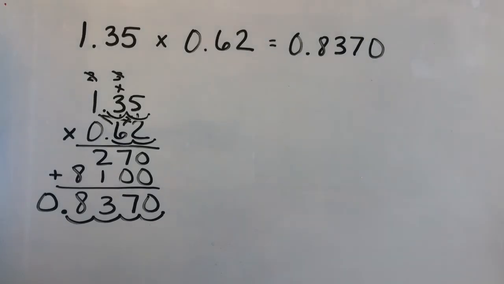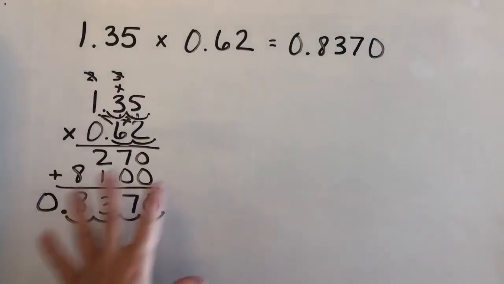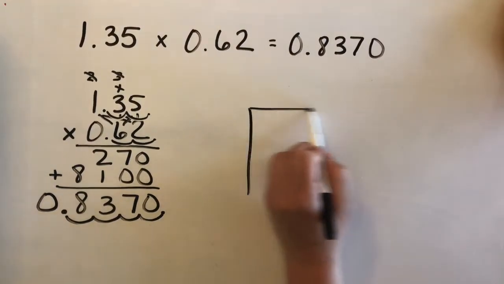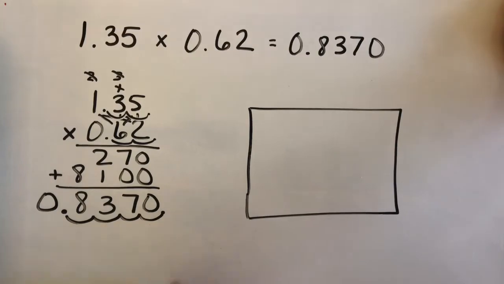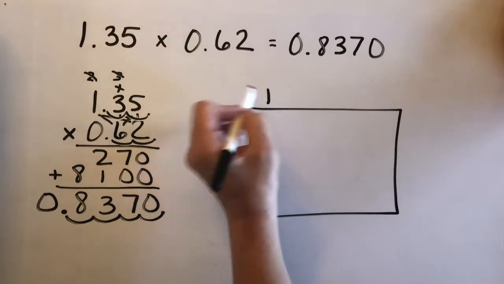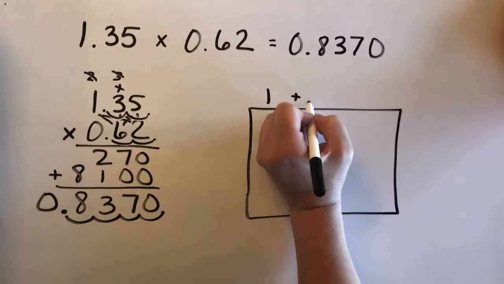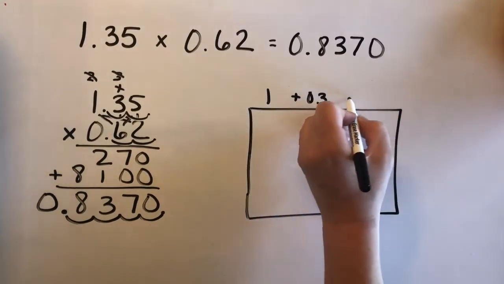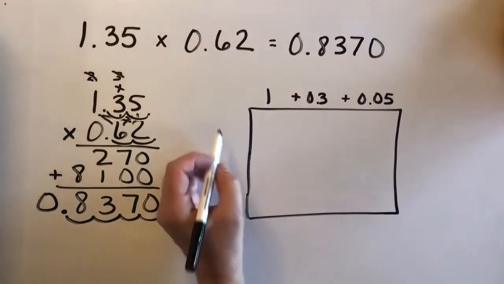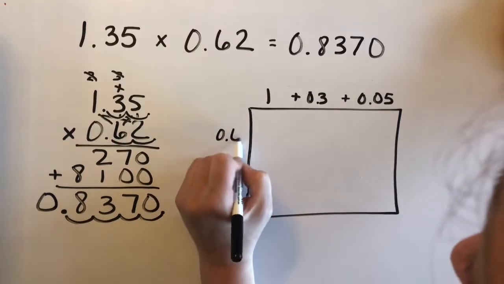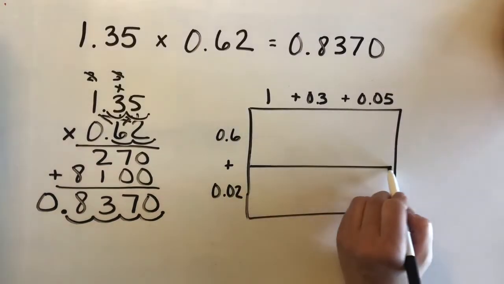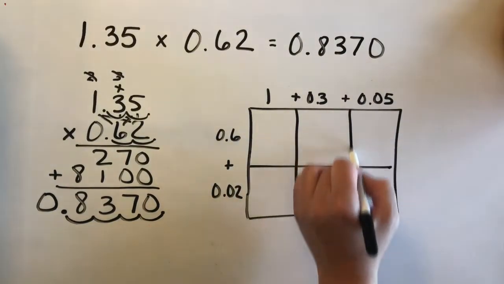Let's try one more way, just to see if you guys notice something else. We're going to do that same thing, but we're going to use the area model or the array model. So if I break this number up, this is 1 plus 3/10 plus 5/100, and this is 6/10 plus 2/100. And then just like before, we make our lines where our plus signs are.